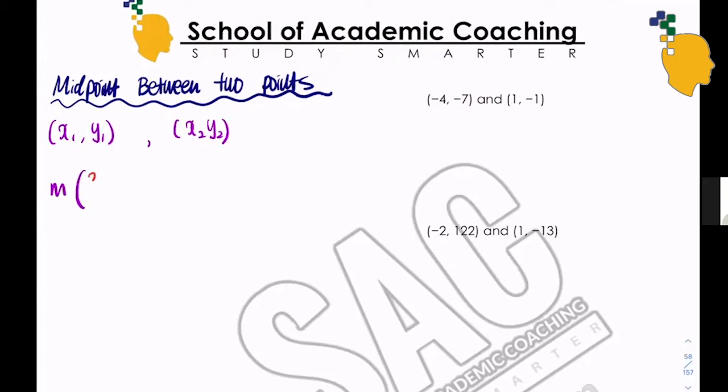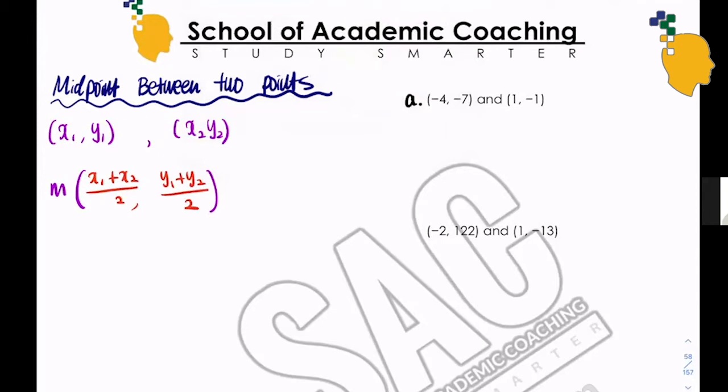To find a midpoint, all we have to do is add two x values divided by 2 and add two y values divided by 2. So it will be x1 plus x2 over 2, y1 plus y2 over 2. So let's have a go with question A here. Let's find a midpoint between these 2 points.